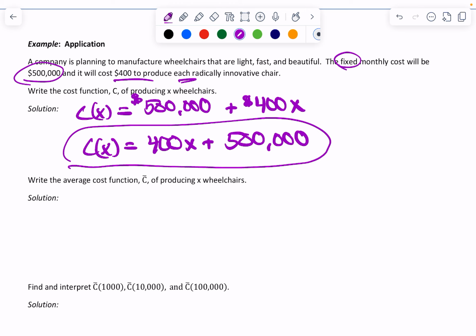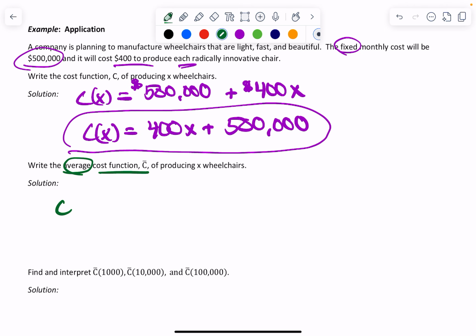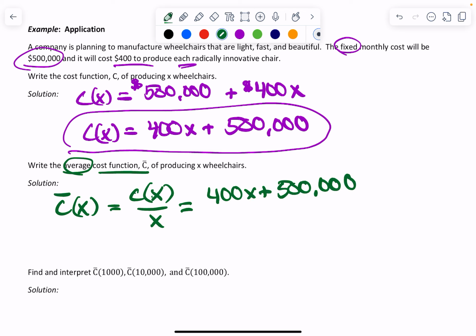Now we're going to write the average cost function of producing X wheelchairs. So average cost function, we're going to put a bar over the C to show that it is an average. The way we calculate it is we're taking the C of X that we just did and dividing that by how many wheelchairs. So dividing it by X. So 400X plus 500,000 divided by X. And notice now X cannot equal 0. We can't divide by a 0 with the average cost function.